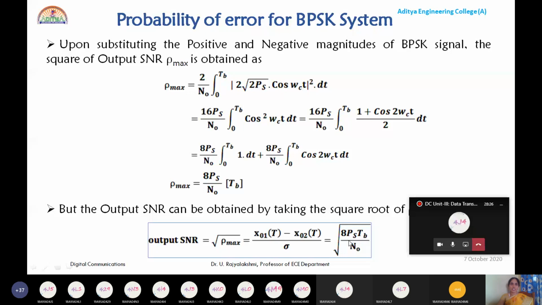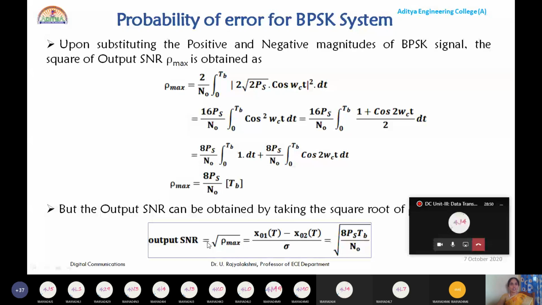So approximately, our probability of error for BPSK is how many times that of BASK? Two times, ma'am. Yes, two times. So the output SNR of the BPSK system is almost twice that of the output SNR of the BASK system.